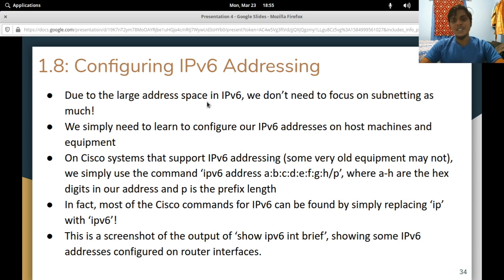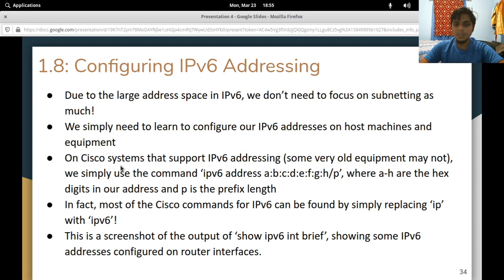Now, due to the large address space in IPv6, we don't need to focus on subnetting as much. Again, the whole reason we did subnetting was to maximize efficiency of the IPv4 address space, the whole address space. In IPv6, we just have so many addresses that we don't need to make everything so efficient. We simply need to learn to configure our IPv6 addresses on host machines and on equipment.